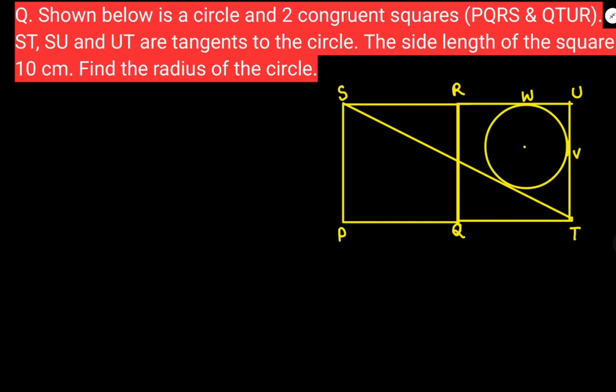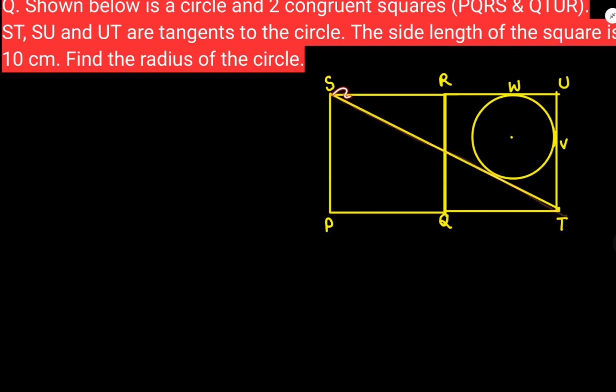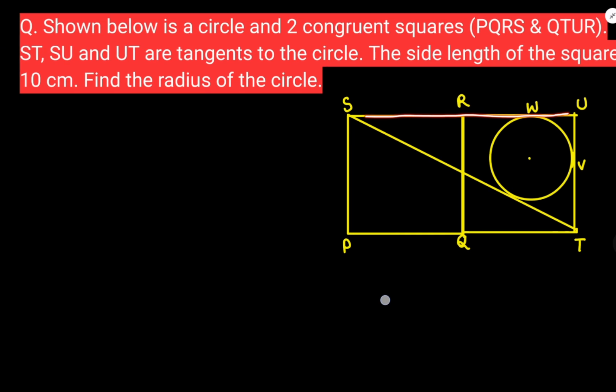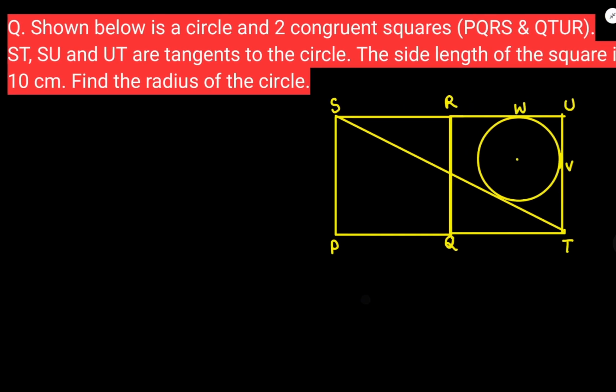And then they are telling us that ST, SU and UT as well, these all are tangents. Every detail has a meaning. What is the meaning of giving a tangent? Because we know from the center to a tangent we draw a perpendicular, right? These are small details, but the rules matter.